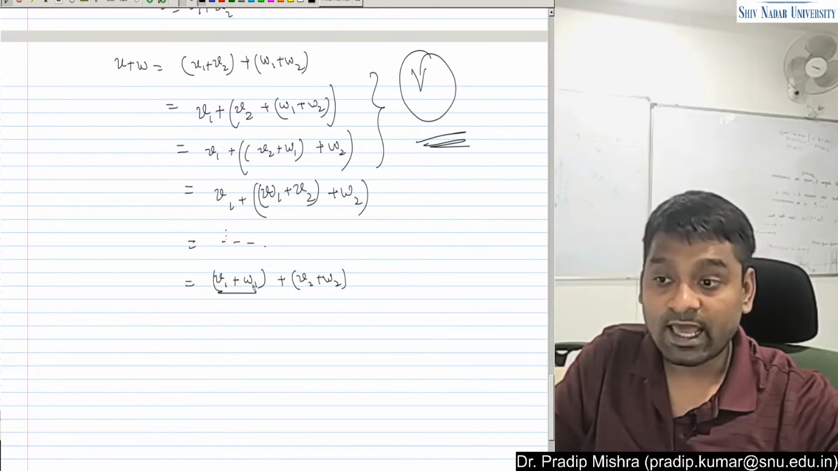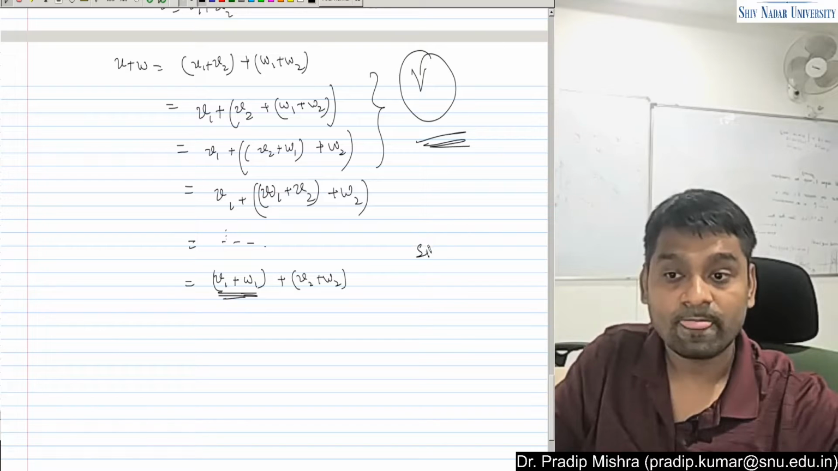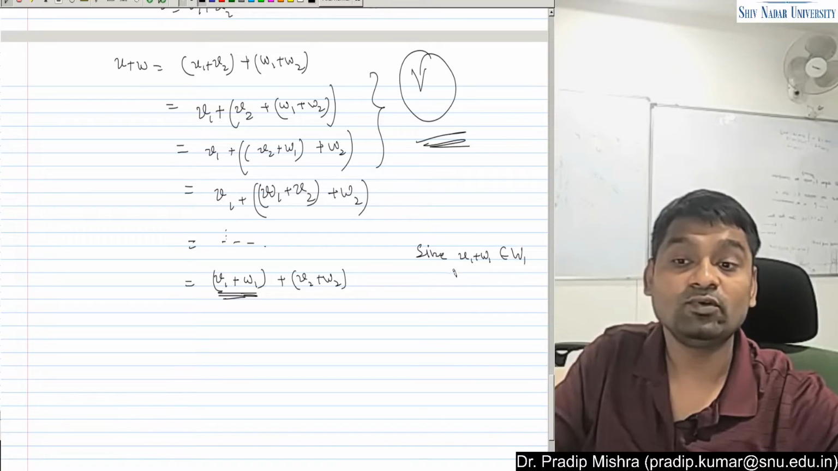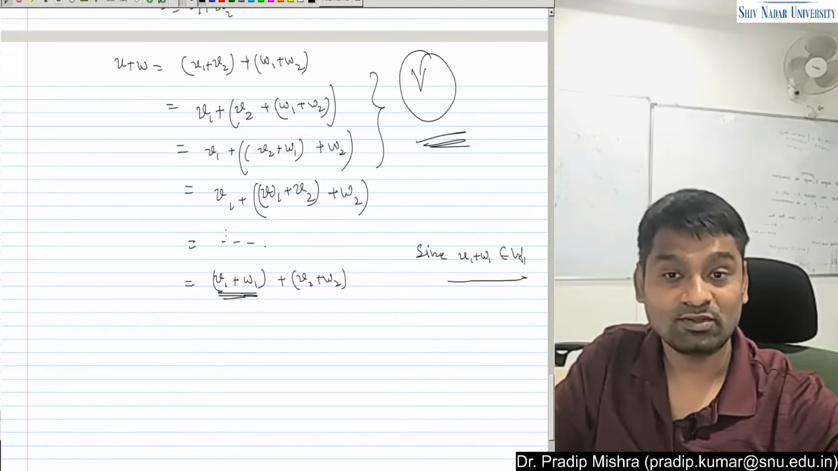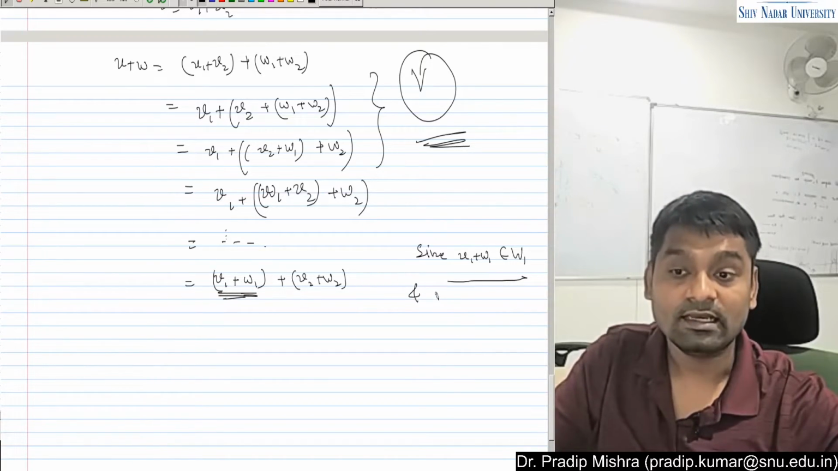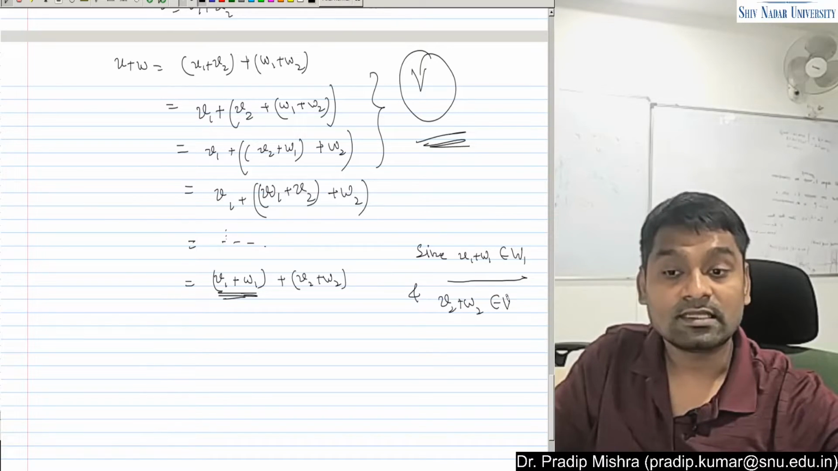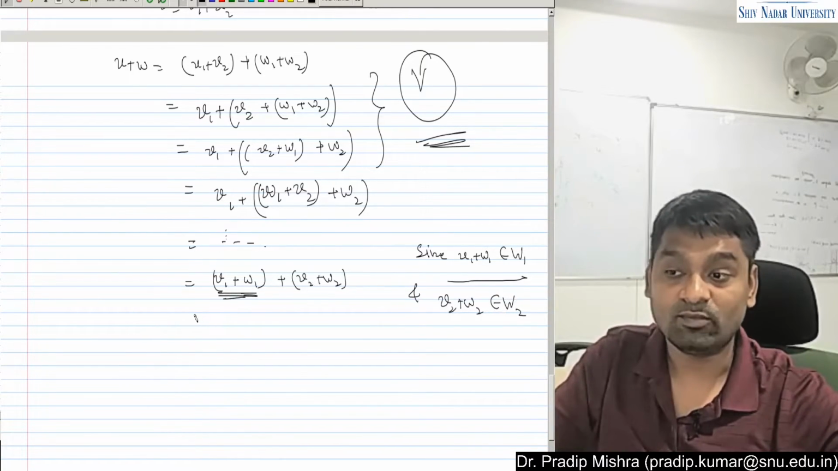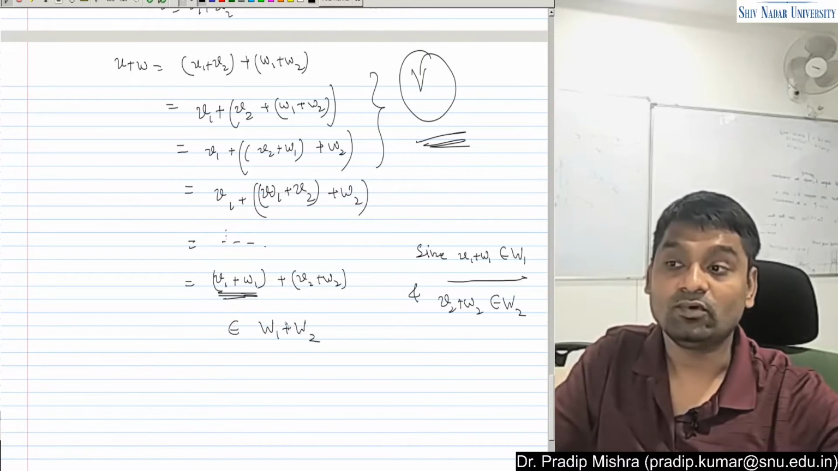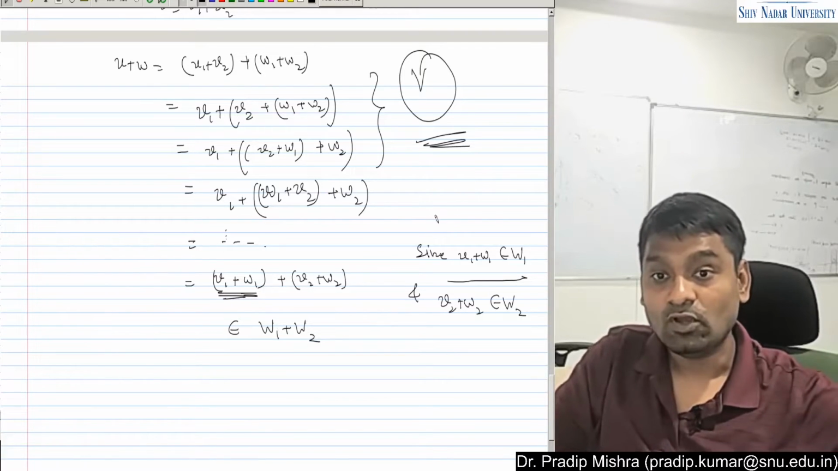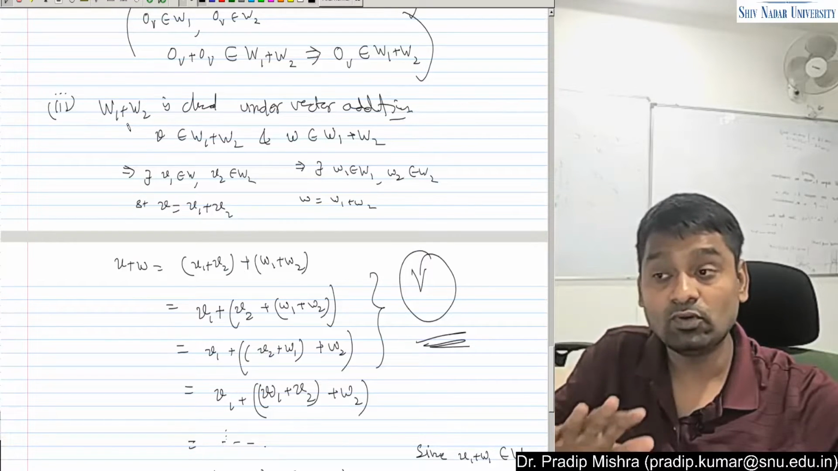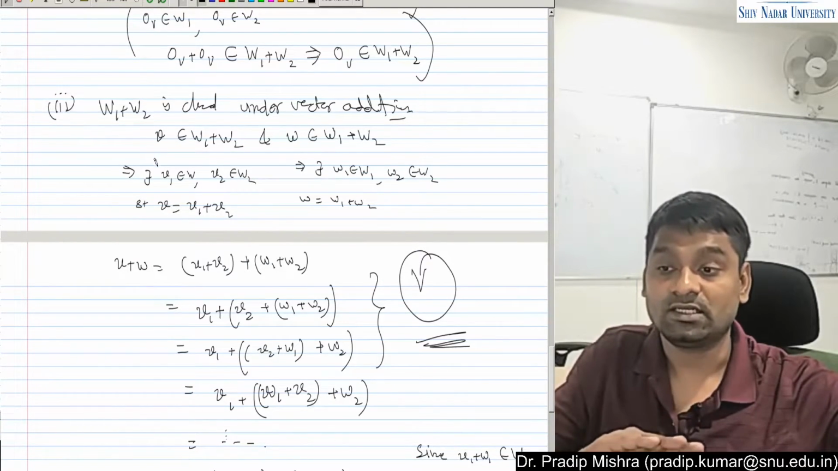Since v1 plus w1 lies in W1, this is the place where I am using that W1 is a subspace, so it is closed under vector addition. So this lies in W1, and similarly, since W2 is a subspace, this lies in W2. Therefore this element lies in W1 plus W2. So v plus w lies in W1 plus W2. This proves that W1 plus W2 is closed under vector addition.